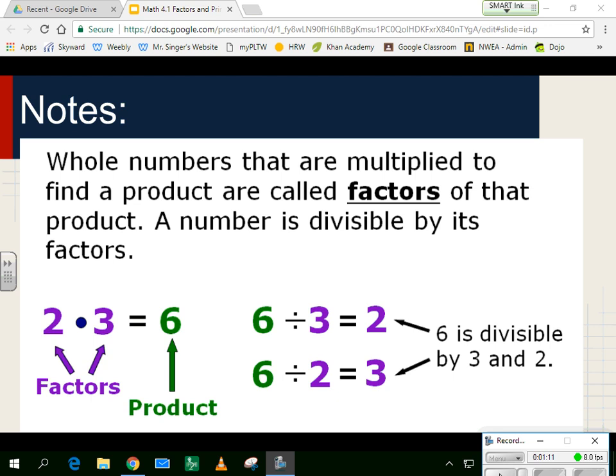So usually what you're doing to find out if a number is divisible is you're taking that product and seeing if those factors divide into it evenly. So here's an example that I want you to copy all down in your notes. You can see how 2 times 3 are factors of 6. And if you divide 6 by 3 and 6 by 2, they go in evenly. So 2 and 3 are considered divisors of 6, or saying 6 is divisible by 2 and 3. So have that written down before moving on.